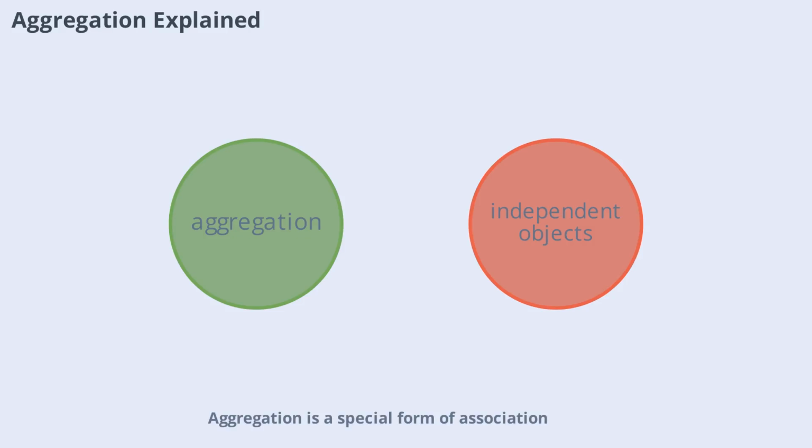Aggregation is a special form of association where one entity is associated with another, but both can exist independently. For example, a department can have multiple professors, but a professor can exist without a department. Aggregation is represented by an empty diamond in UML diagrams and is useful for modeling relationships where objects are related but not dependent on each other for their existence.